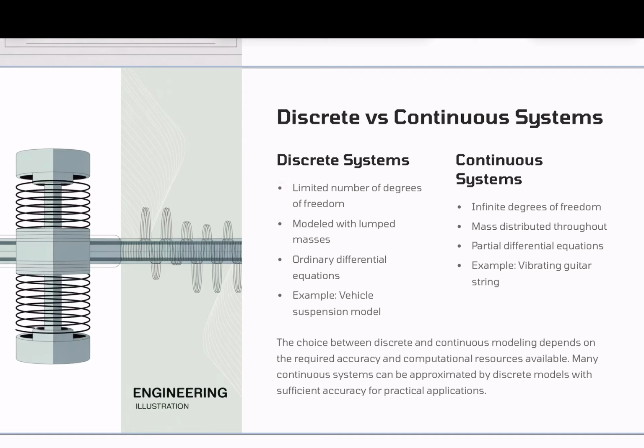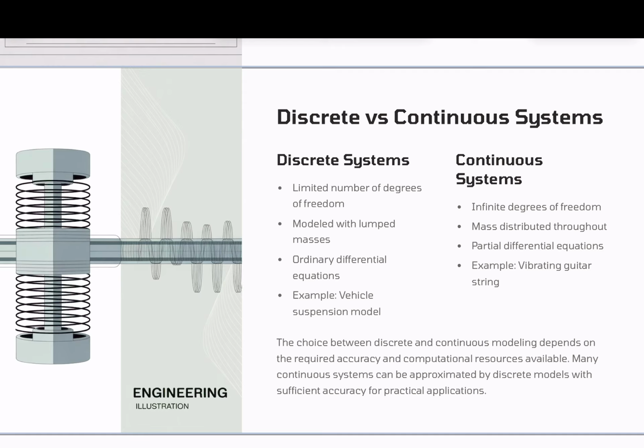Also, systems are usually modeled with lumped masses. That means masses add together and lump, and their behavior is described by ordinary differential equations. An example of that is the suspension in a car: we can consider the body of the car as one mass and the rest as the spring and damper.